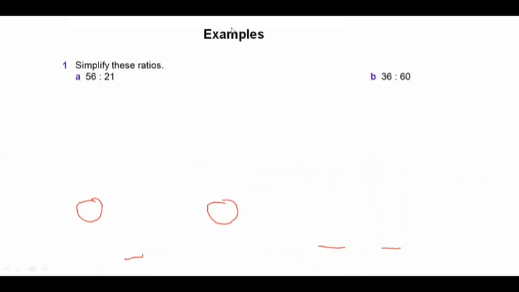So here we are simplifying this ratio to the simplest form. The ratio is 56 is to 21. We first find the HCF of 56 and 21. Yes, the HCF of 56 and 21 is 7. So dividing both by 7, 56 divided by 7 we get 8, and 21 divided by 7 is 3. So the simplified form of 56 is to 21 is 8 is to 3.